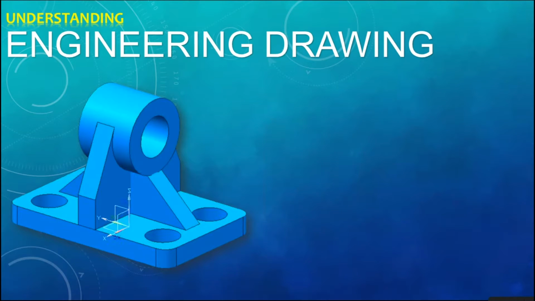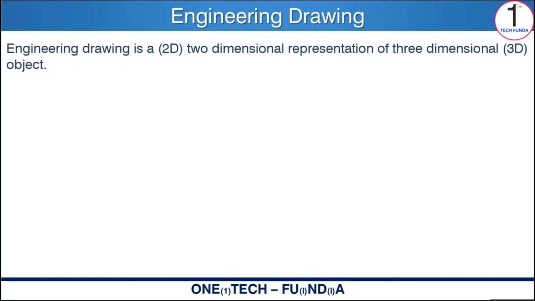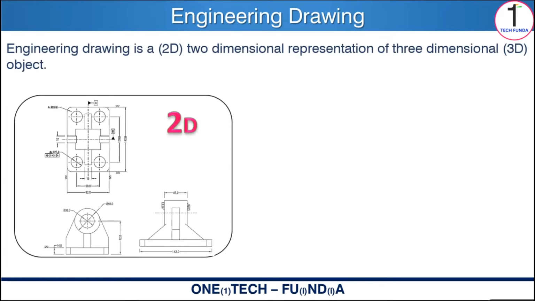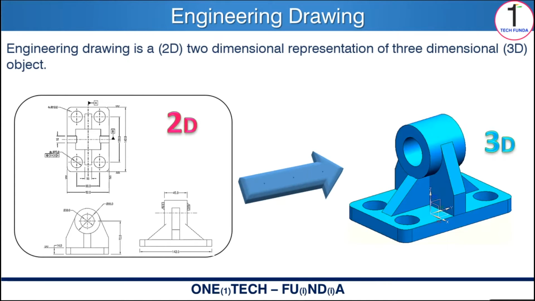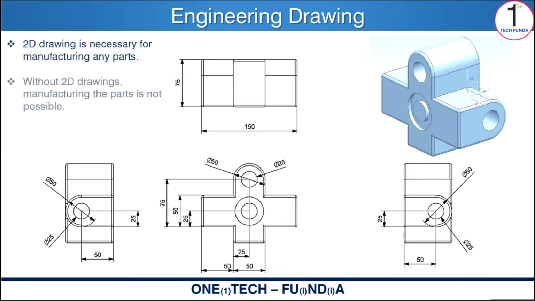Today we are going to watch a video on understanding engineering drawing. Engineering drawing is a two-dimensional representation of a 3D object. Here you can see the 2D drawing. This 2D drawing is representing this 3D model. If we want to manufacture any part or object, then it is necessary to have a 2D drawing. Without any 2D drawings, manufacturing the parts is not possible.